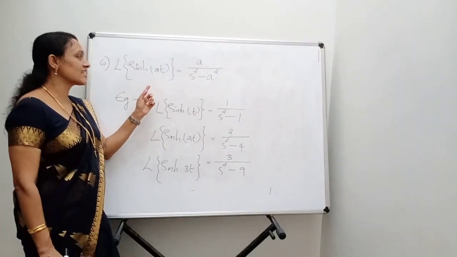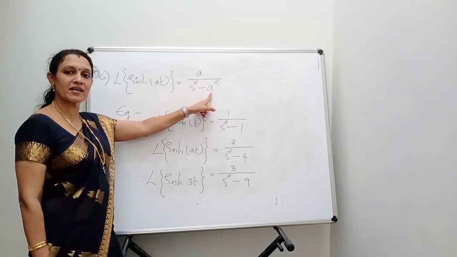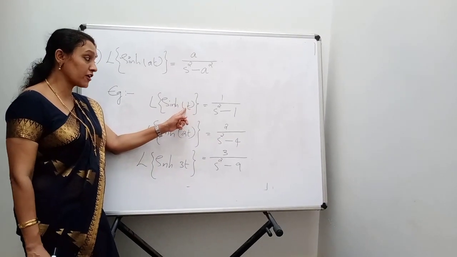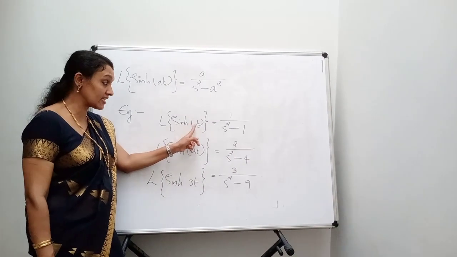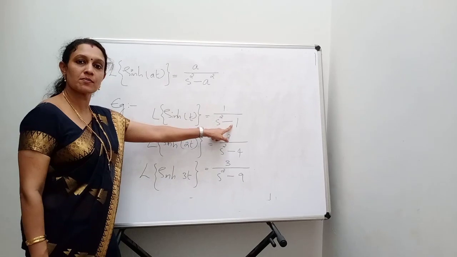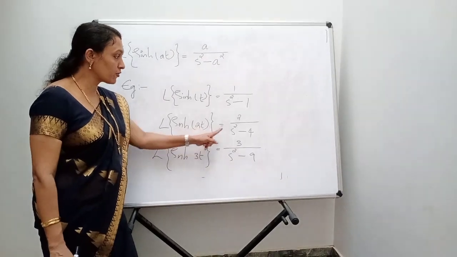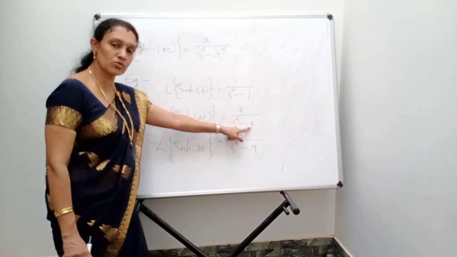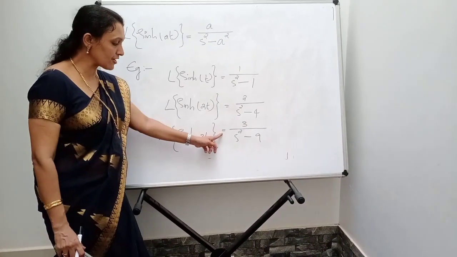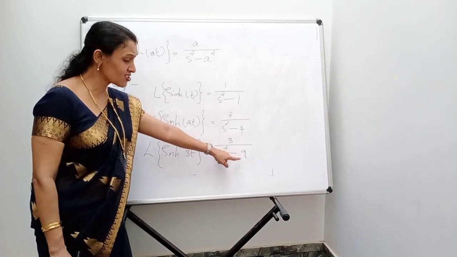Now you consider a few examples of this result. Sin h at, the result is a by s square minus a square. So for sin h t, what is the coefficient of t? That is a, right? That is 1, isn't it? So here L of sin h t will be 1 by s square minus 1. Sin h 2t, the value of a is 2. Therefore 2 divided by s square minus 2 square, that is 4. L of sin h 3t is equal to 3 divided by s square minus 3 square, that is 9, and so on. Okay.